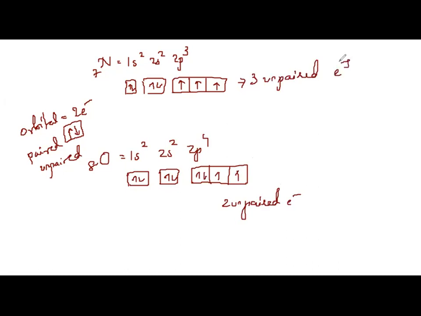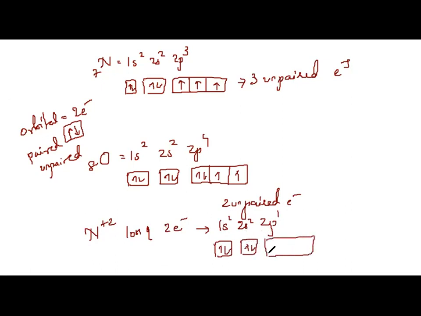But they have asked us N plus 2. That means loss of 2 electrons, and that is from the outermost shell only. Therefore, the configuration becomes 1s2, 2s2, 2p1, because 3 minus 2 is 1. So here spin up, spin down. 2s also has spin up, spin down. But p has spin up only. So how many unpaired electrons does N plus 2 have? It has only one.